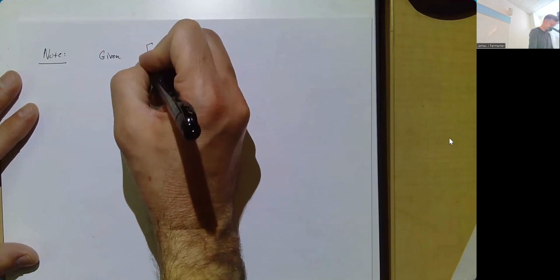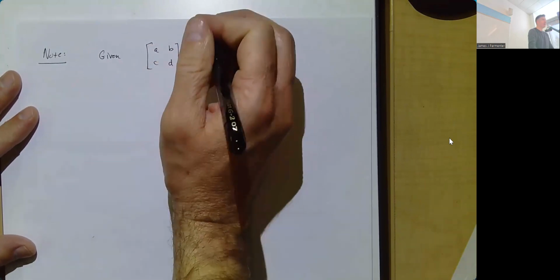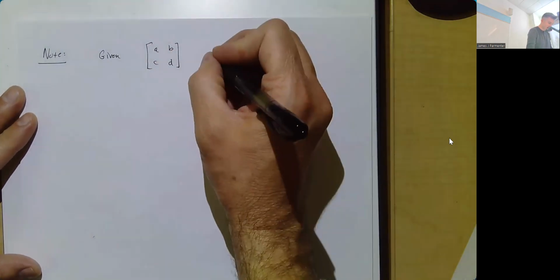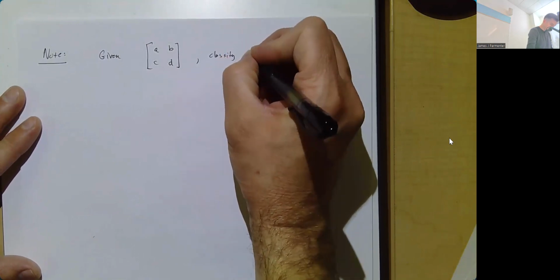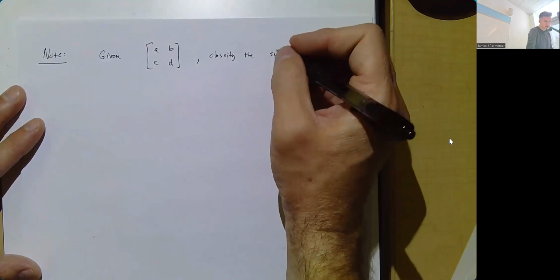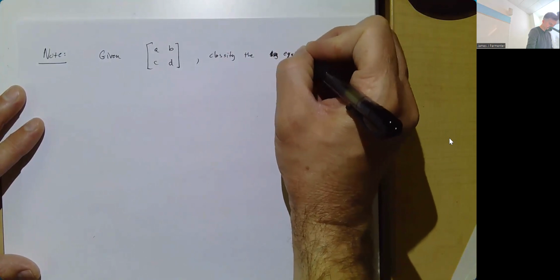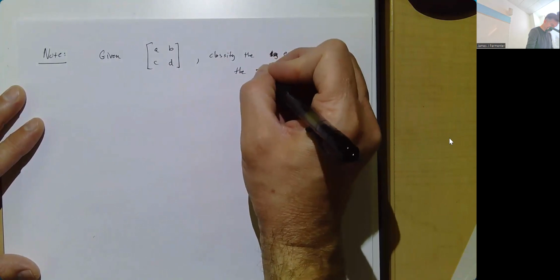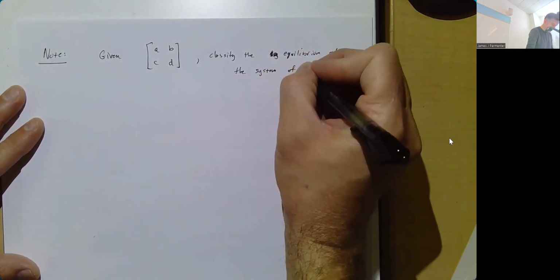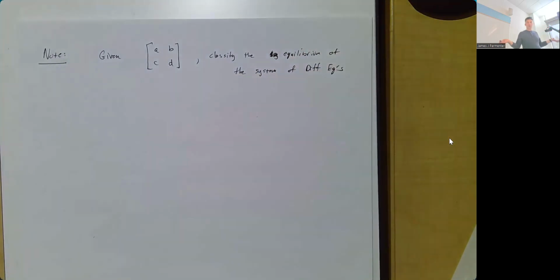you were given the following matrix, A, B, C, D. I know it's very generic. And you're asked to classify the system or the equilibrium of the system of differential equations. They didn't actually write any differential equations, right?